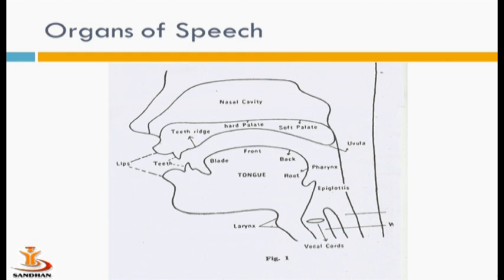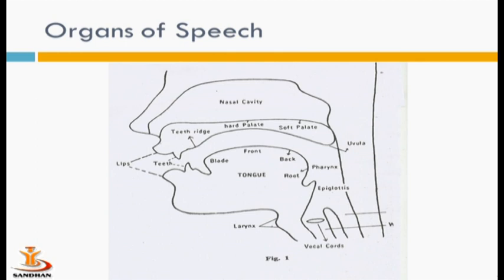Why am I talking to you about this? Because when later on I try to describe the consonant sounds for you, you will have to know what these are. There is a nasal cavity. We'll look at that in more detail when we look at the nasal sounds, which in the English language are 3, m, n, and ng. So these are the organs of speech.